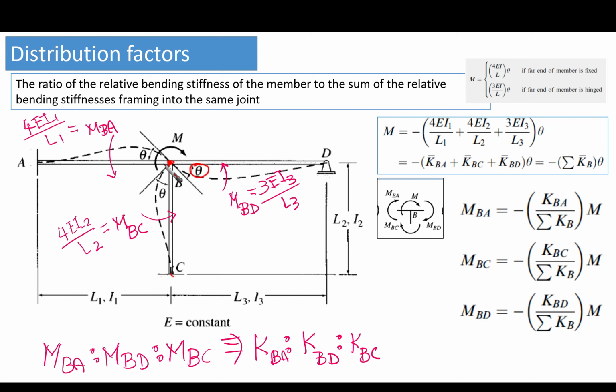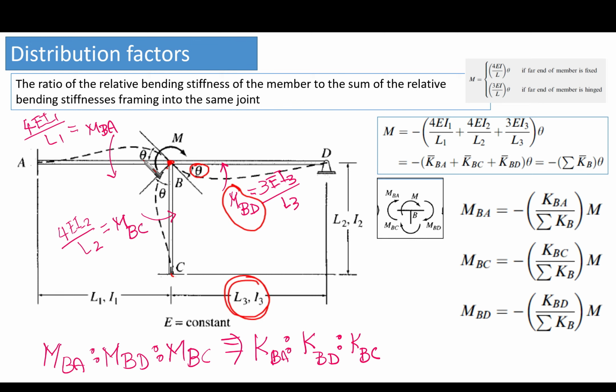Now, this theta is going to develop moment, which is MBD in member BD. What is the magnitude of this moment? It is going to be a function of the boundary condition, which is hinged. So we have 3 here, and EI3 over L3, because we are talking about member 3.